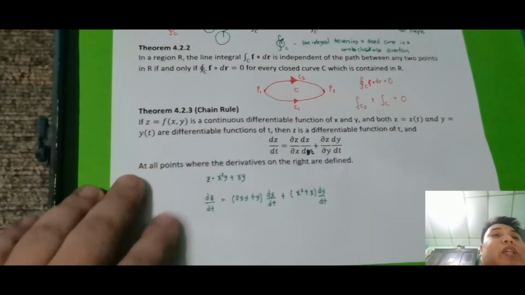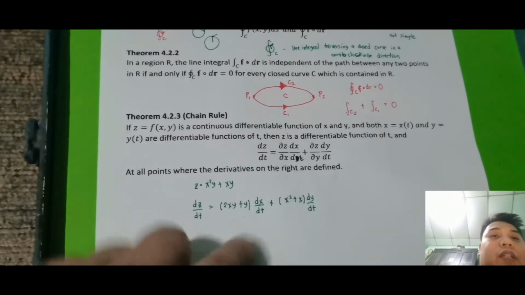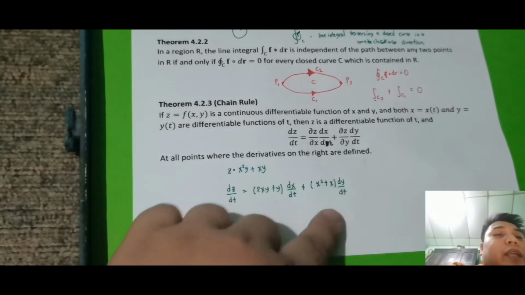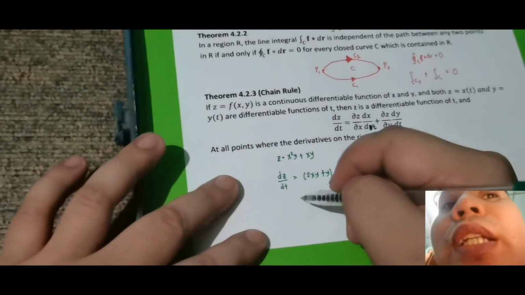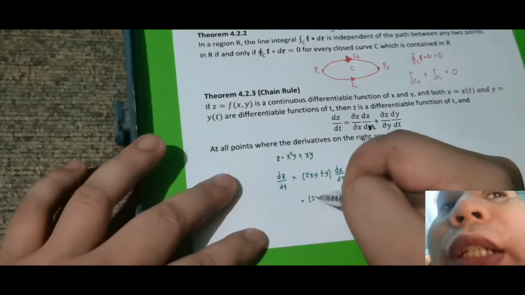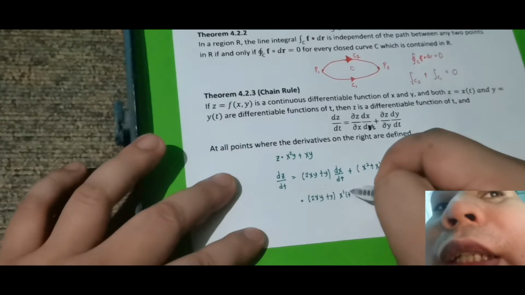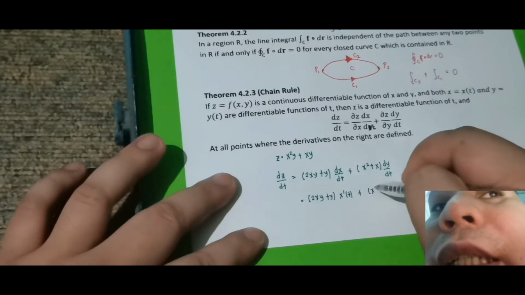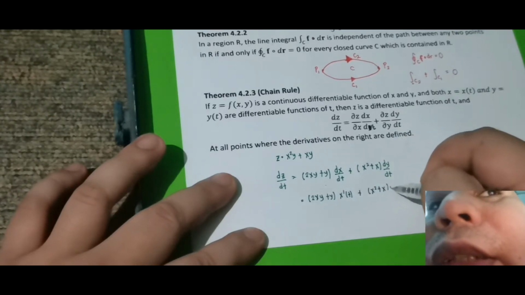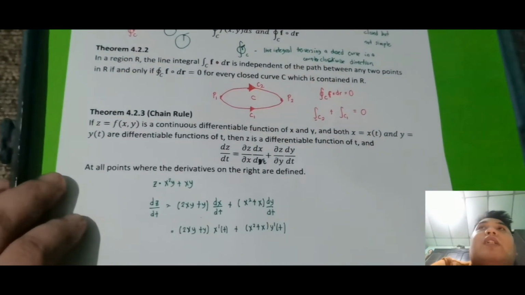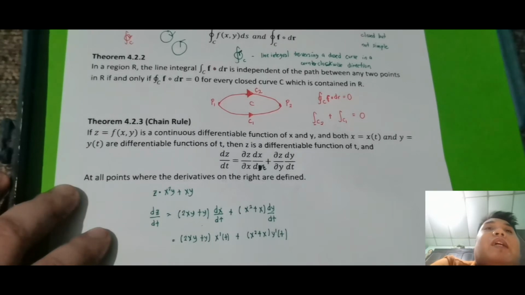So ano yung dx over dt? That is x prime of t. Similar case, that is simply x prime of t. This is y prime of t. So it can be written as 2xy plus y, this is x prime of t, plus x squared plus x, this is y prime of t. So this is the chain rule. So this is the way paano natin gagamitin yung chain rule.